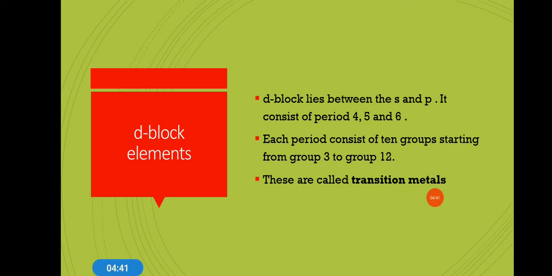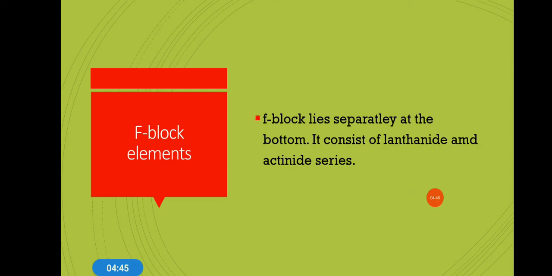So we have discussed S block elements, P block elements and D block elements. Now we have F block elements. F block lies separately at the bottom. It consists of lanthanide and actinide series.